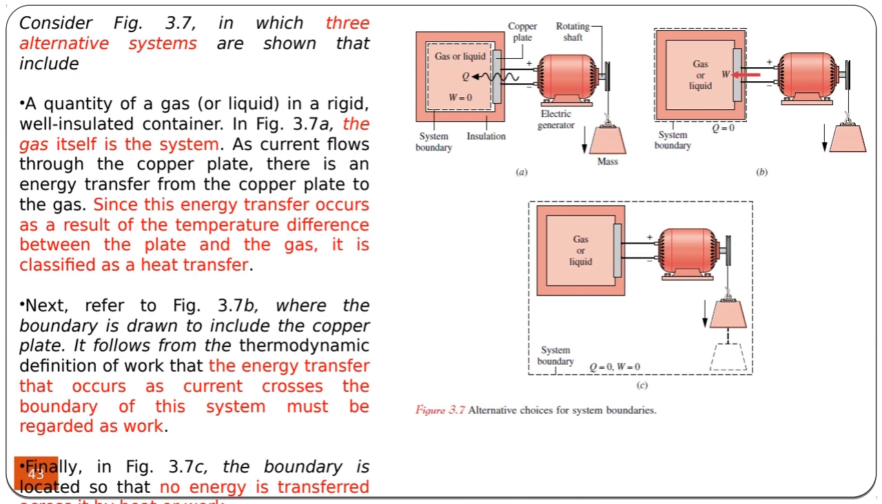And if you include everything inside the system, including the weight that's moving down, so as you can see, everything happens within the system and there is no interaction with the system and the surroundings. In this case, both Q is zero and W is zero because everything occurs within the system. There is no interaction of the system with the surroundings.